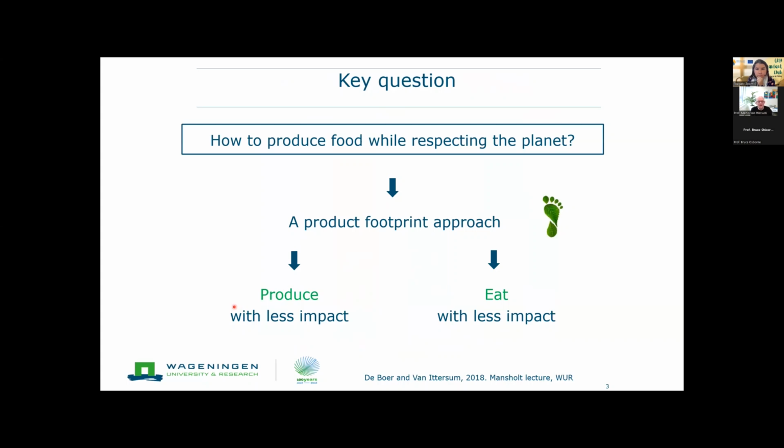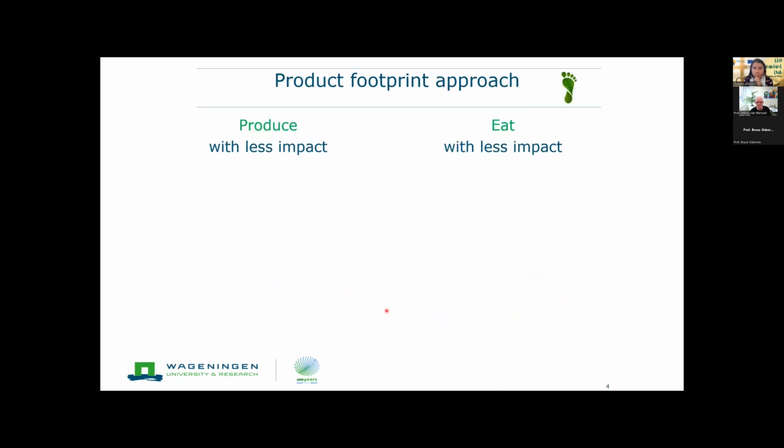So the key question is really how to produce food while respecting the planet, staying within planetary boundaries. And then often a footprint approach is very popular and is proposed. And that can follow 2 tracks. It can follow a production track and say, okay, how can we produce with less impact? Or it can follow a consumption track. How can we eat with less impact?